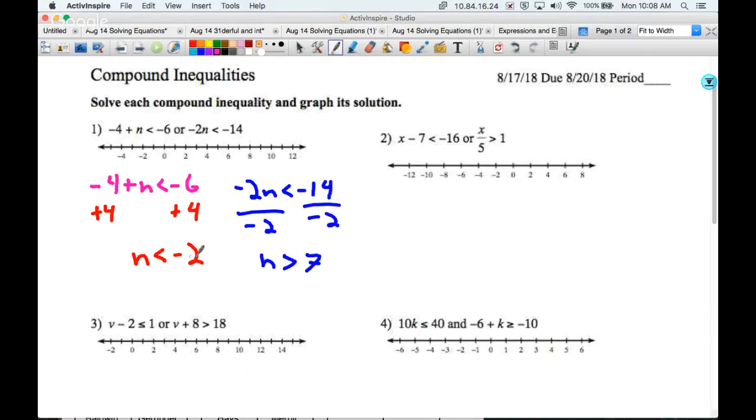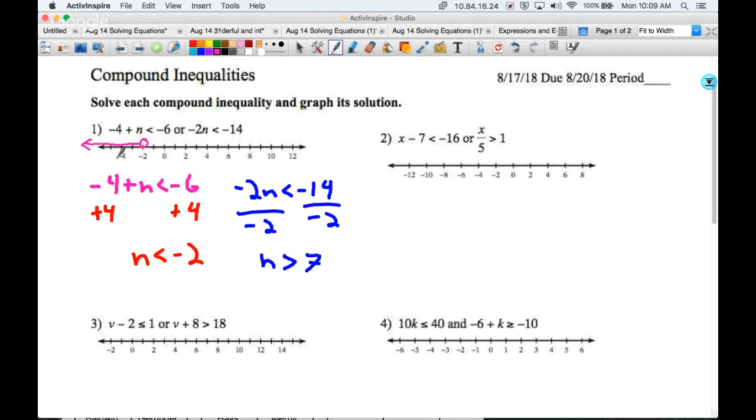When I've got n is less than -2, I kind of ignore that symbol for 1 second. I go to -2 on my number line and I just draw a dot. Then I ask myself, should I fill this in? Well, it doesn't have the or equal to, so I'm going to leave it open. Then I ask myself which direction to draw this arrow. This arrow is pointing to the left, so I want to go to the left.